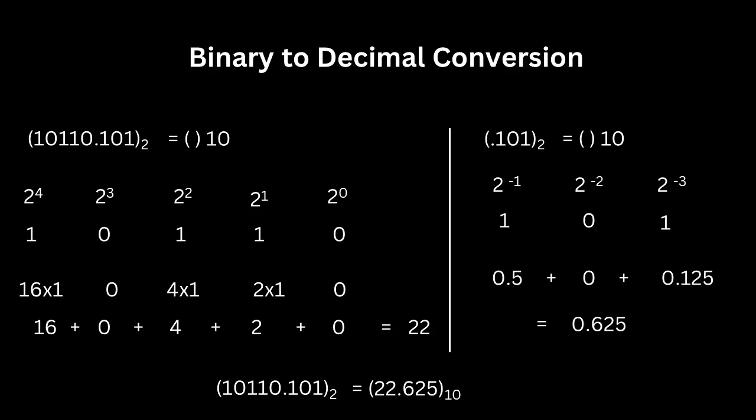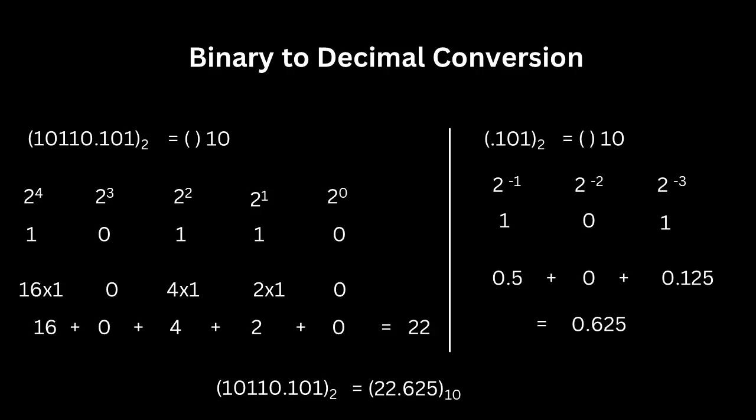Starting with the integer part, we place each digit under powers of 2. That gives us 1 times 16 plus 0 times 8 plus 1 times 4 plus 1 times 2 plus 0 times 1. Adding these together equals 22.